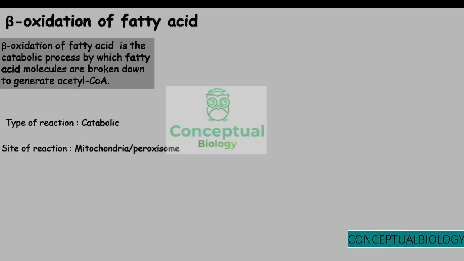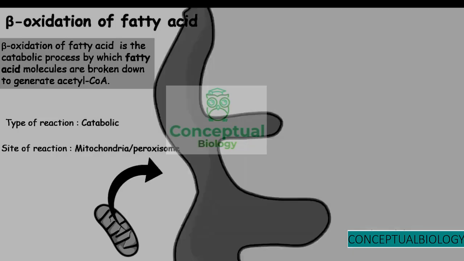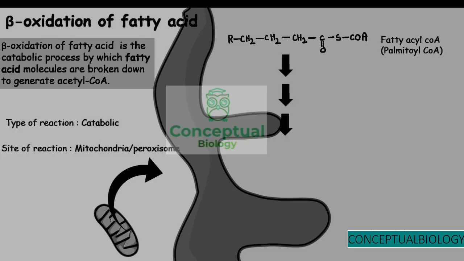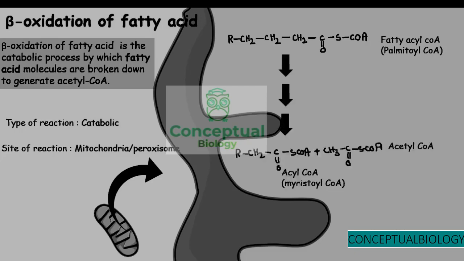However, there are some differences in mitochondrial versus peroxisomal beta oxidation. So let's just look at a mitochondria and try to understand the process of beta oxidation in a bit more detail. So here is a mitochondria, and you can see a zoomed in view. Now inside the mitochondria, fatty acyl-CoA, in this particular case the example is palmitoyl-CoA, a 16 carbon fatty acid. The fatty acyl-CoA ultimately gets converted to acyl-CoA, in this case myristoyl-CoA, and it releases acetyl-CoA.